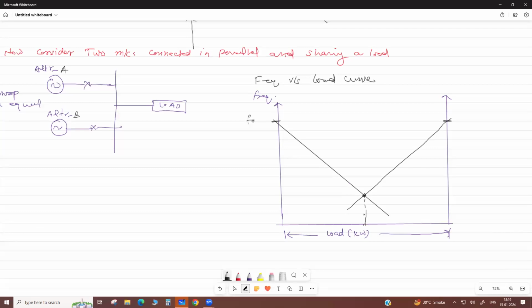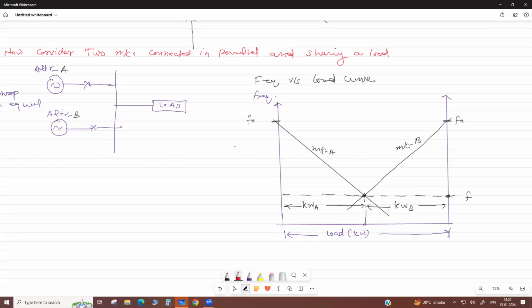And what is the frequency? This is your operating frequency. This is your full load frequency, this is no load frequency, and they share the load equally at this operating point. Here this is kilowatt A, load on alternator. This is kilowatt B. This curve represents the machine B and this curve represents the machine A.